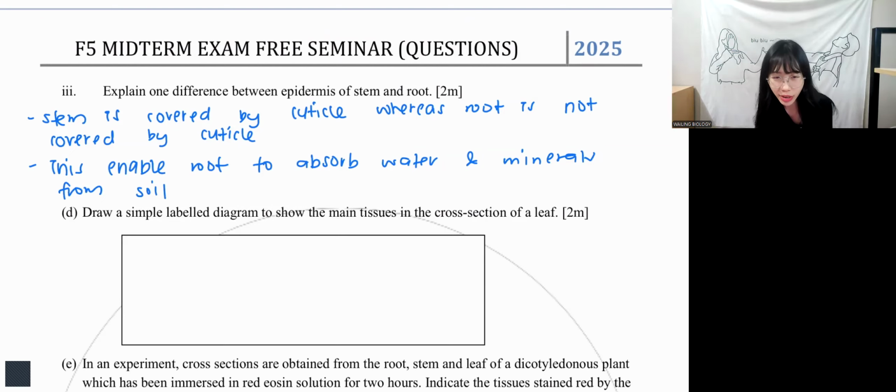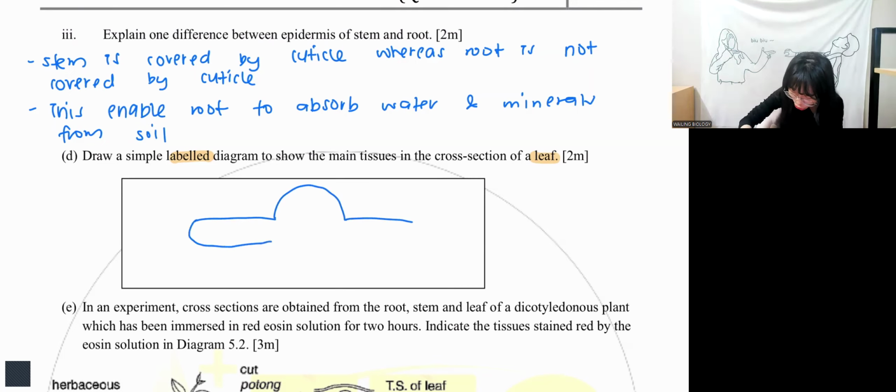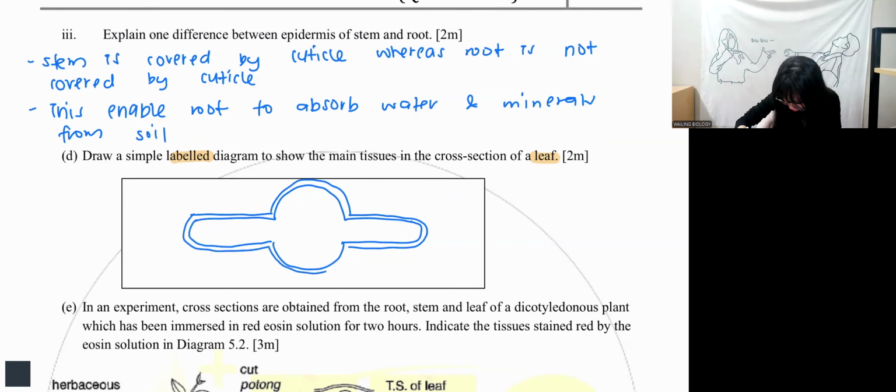Okay, draw a simple labelled diagram to show the main tissue of a cross section of a leaf. Remember, they ask you to draw a labelled diagram. To draw a leaf, we draw like a watch, like what you said just now. We're going to draw 2 layers because we have an epidermis. When you draw, I would suggest you use a pencil first, then a pen. Draw this outer layer over here, and then draw something like a Pokeball inside, like an egg. Some students say it looks like a Pokeball. Then we have to label the diagram.